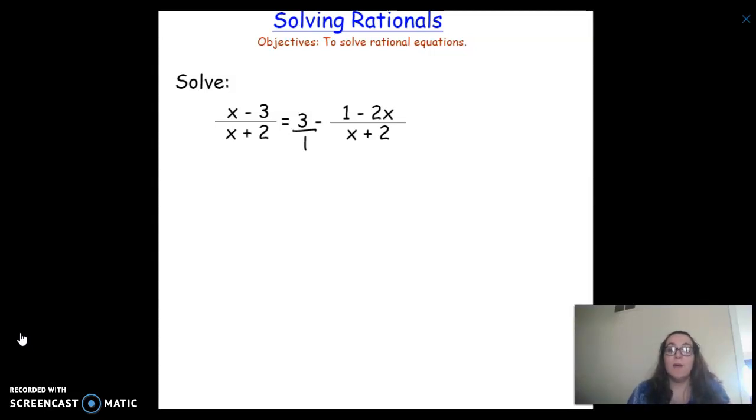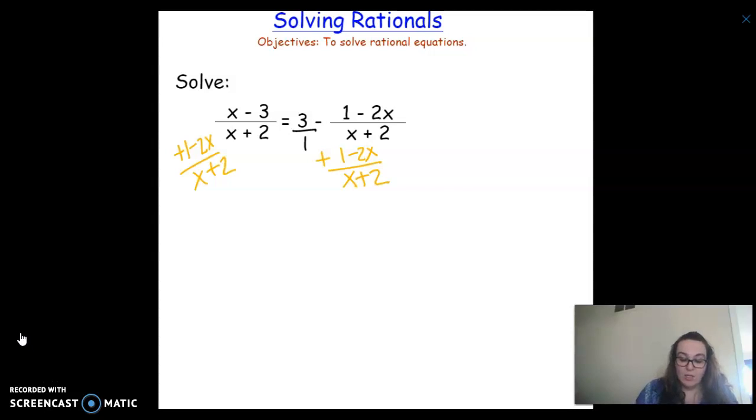So if you look at your denominators, give it all a good look. You may notice that 2 of them that are on opposite sides already have a common denominator. When I already have 2 with a common denominator, I can make it pretty easy on myself here. I can actually add that 1 minus 2x over x plus 2 to both sides. When I do that, on the left, I'm just going to combine those numerators because they already have a common denominator.